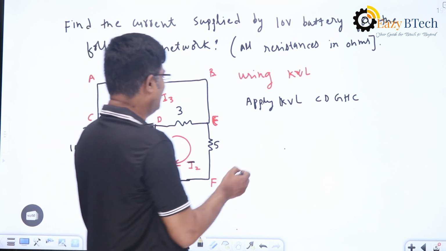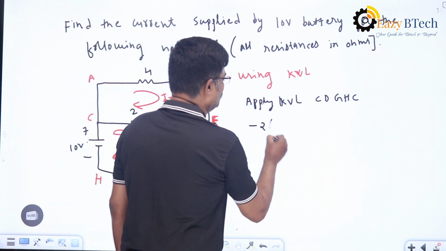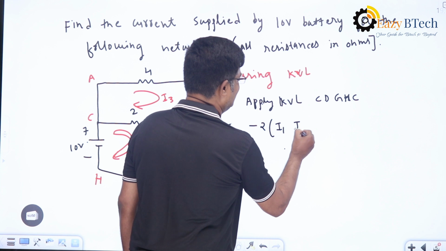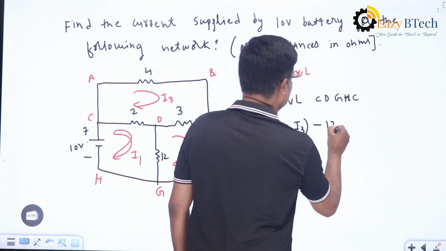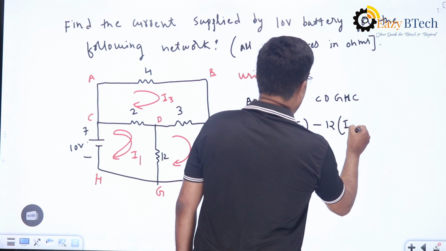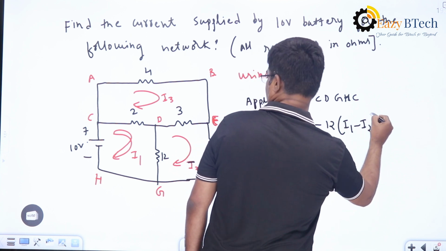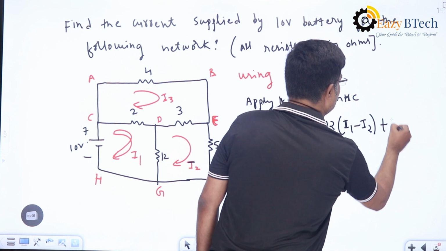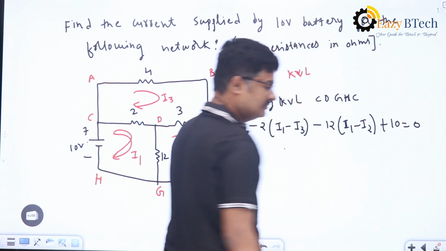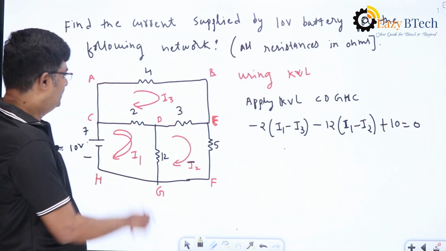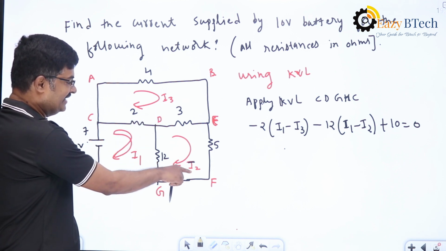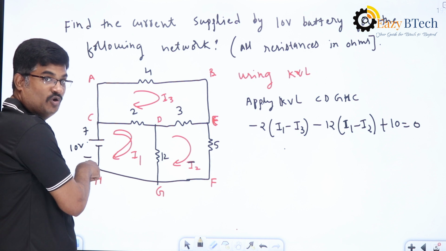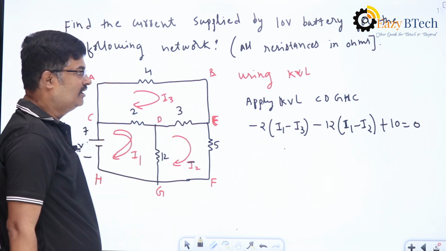In this case, what is happening? Minus 2 into (I1 minus I3), minus 12 into (I1 minus I2), plus 10 is equal to 0. See, minus 2 into (I1 minus I3), minus 12 into (I1 minus I2), and here I am going from low potential to high potential. There is a rise in potential.